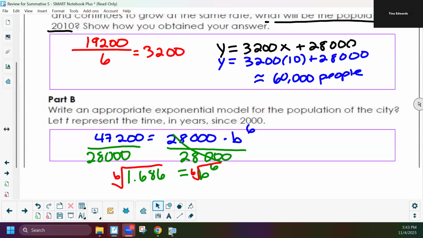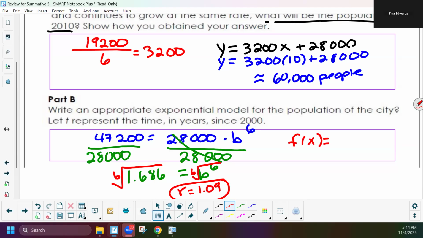And if I hit enter, I get roughly 1.09. So that means that my growth rate R equals 1.09. That's my missing piece. Now I can write the exponential model. F of x equals my starting population times my rate to the x power. So you had to do a little bit of calculations to find the growth rate because that was not given to us. Okay, so if you substitute everything you know, you can get the parts that you need.